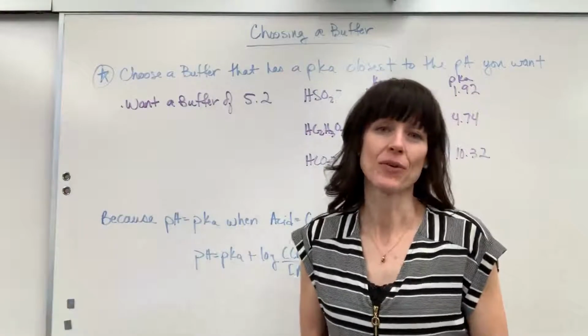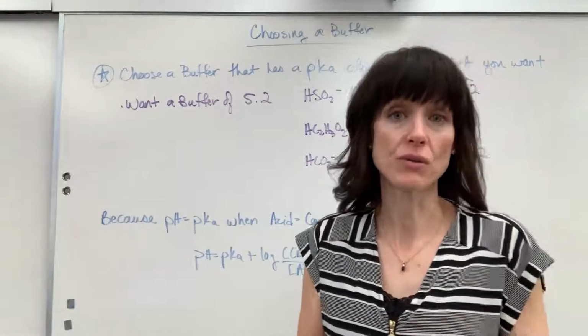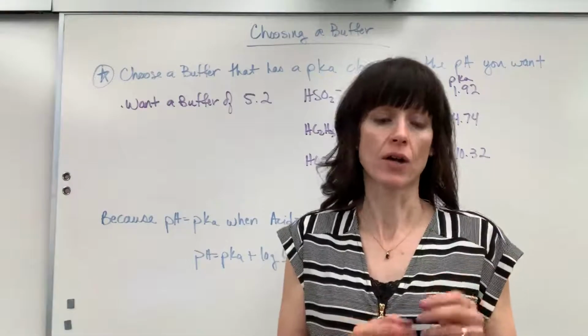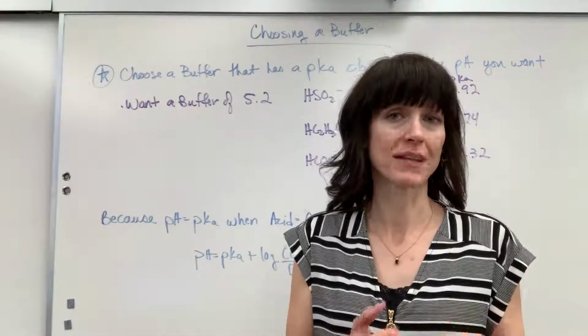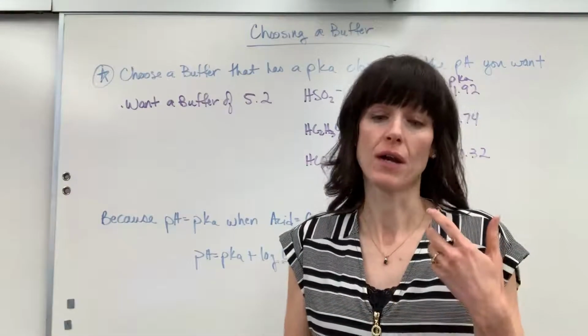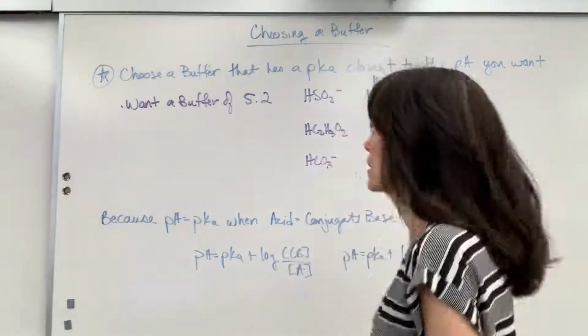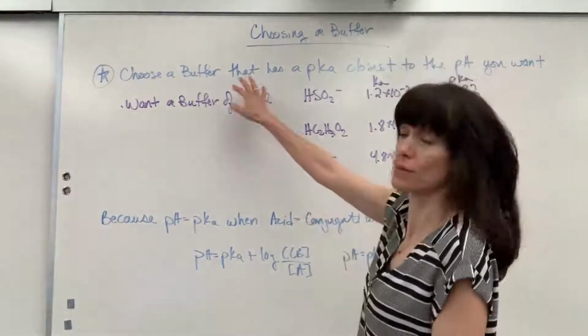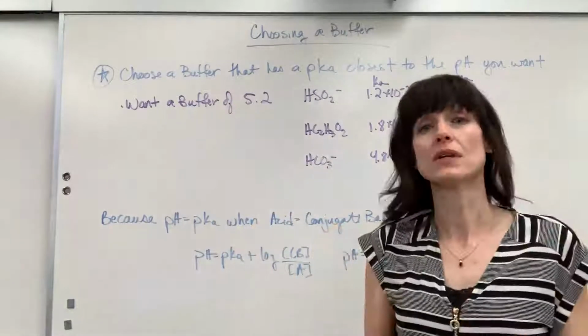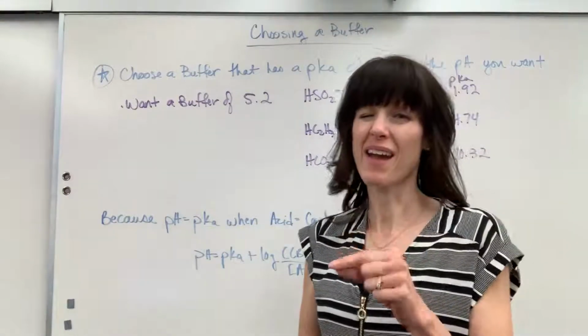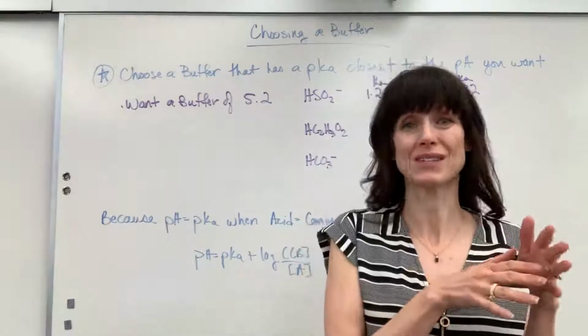Hi, another common question that you can be asked is to choose a buffer. Which buffer combination of acid and conjugate base should you use if you want a particular buffer pH? So here is your great big takeaway. Choose a buffer whose pKa is closest to the pH that you want.